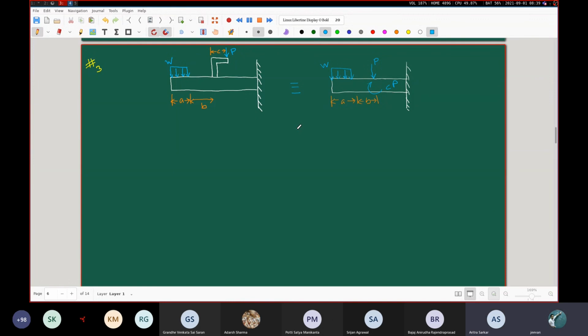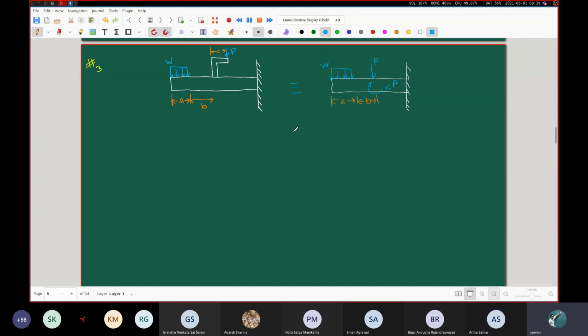Sir, if a cable is given and the tension in that cable is unknown, then for getting that tension, we need to consider the equilibrium of this beam first. Yes, not just the beam. Then you have to consider the equilibrium of the whole structure.